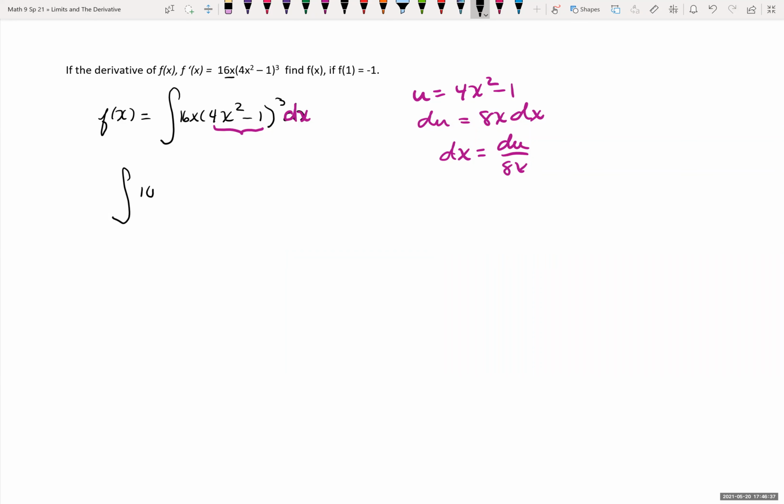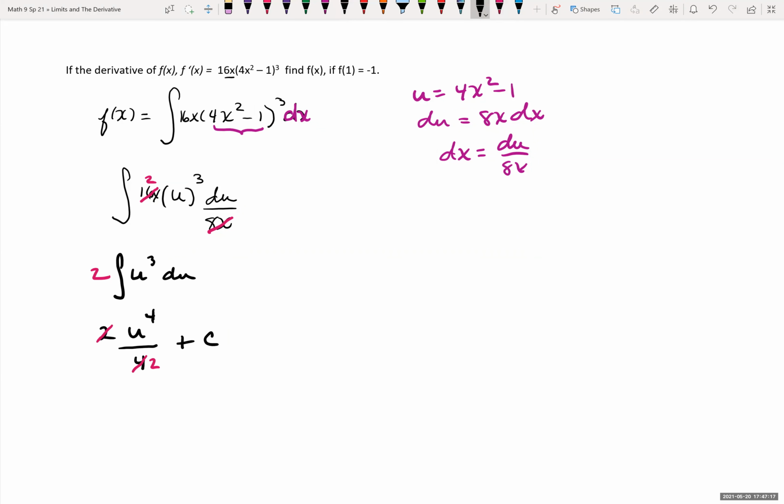So when we go in and substitute, we get 16x all times u, quantity cubed, and dx is du over 8x. And so notice that 8x goes into 16x twice. We can pull that 2 out in front of the integral if you want. So all we're integrating is u cubed du. So add 1 to our exponent, which is 4. Divide by our new exponent of 4. So, and then plus c. That reduces a little bit. 2 goes into 4 twice.